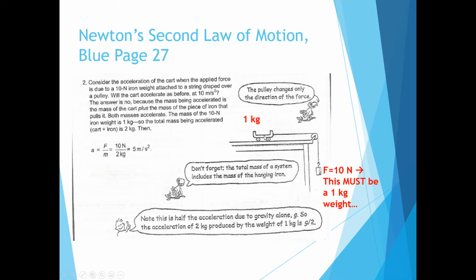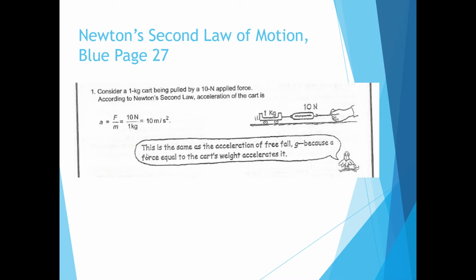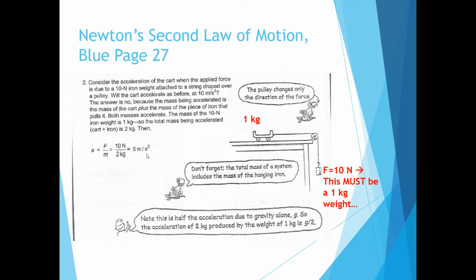So that means we have a total of 2 kilograms in this scenario, and there is a force of 10 Newtons. For A equals F over M, we've got 10 Newtons and 2 kilograms. That will give us an acceleration of 5 meters per second squared. That is different than our previous answer where we had 10 meters per second squared. That's because we have more mass here.